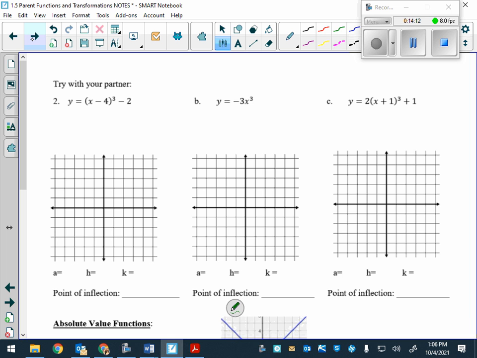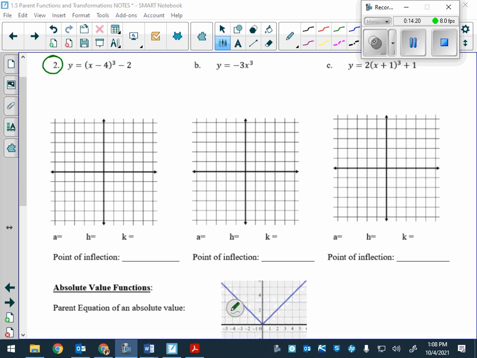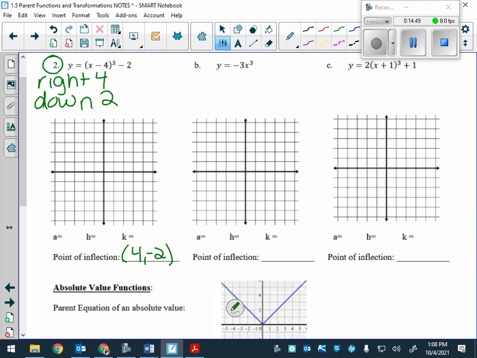Okay. I want you to try number 2 on your own. Okay, give number 2 a try. So, we're going to just jump right into it. What's my point of inflection, Esteban? 4, -2. Okay, what is one transformation that happens? Addison. Right 4. What's another? Danielle. Down 2. Okay. Okay, and we know our A is 1, H is 4, K is -2.